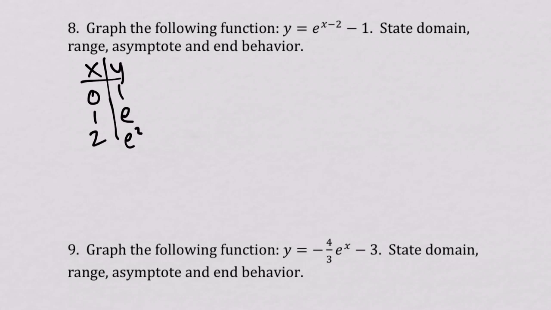Okay? Same thing for number 9. The base is still e. A is -4/3, so that's not the base. The base is e in this case. So you're going to use the exact same table as this one right here.